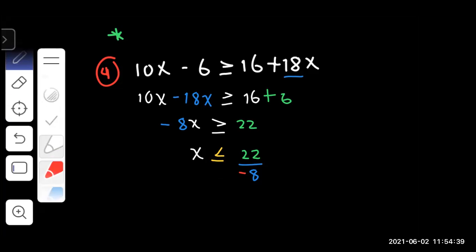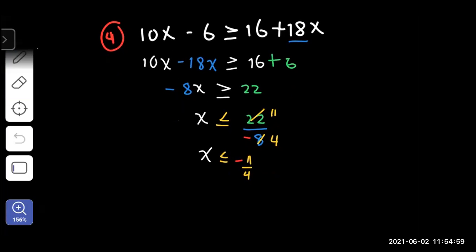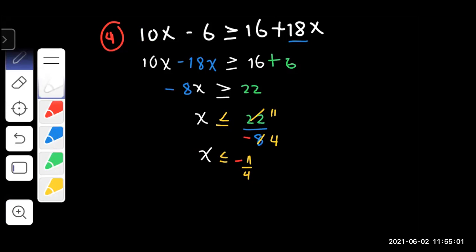And now let's simplify. What is that, guys? Can we simplify? What is half of 22? 11 over 4, negative 11 over 4. Okay, and what is that in decimals? Do you know what that is in decimals? I have negative 2.75.